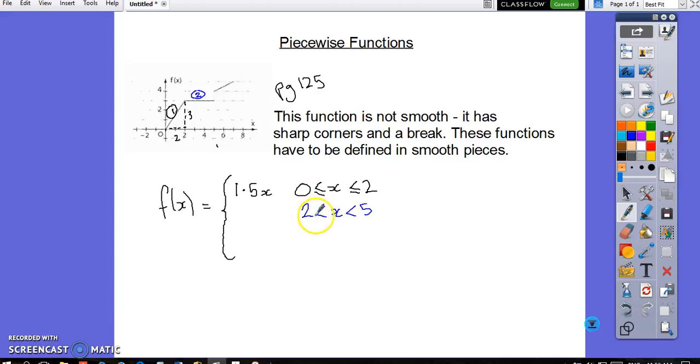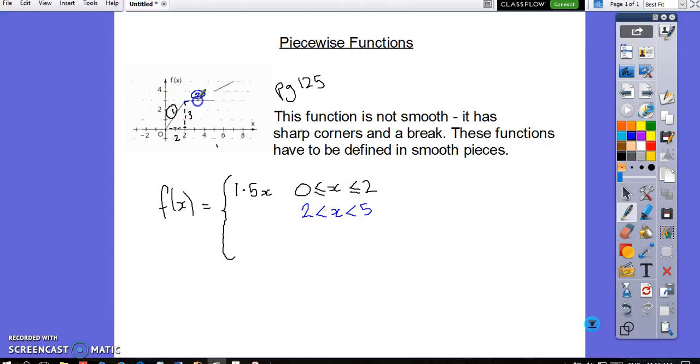You can see I haven't included 2 here, because 2 is included there, and if it was included here as well, then it would be as though we had 2 points on the function when x is equal to 2, which of course wouldn't make it a function anymore. But I mean, that's just convention really. I could have not included the 2 here and included the 2 there.